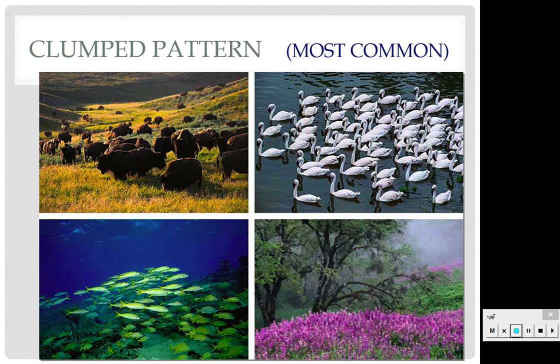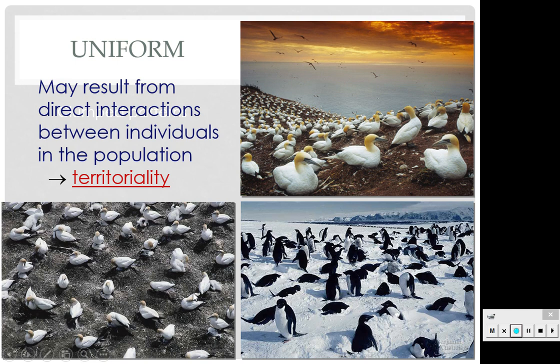For example, a wolf pack is more likely than a single wolf to bring down a large prey. Uniform dispersion may result from direct interactions between individuals in the population, such as territoriality. Okay, a uniform or evenly spaced pattern of dispersion may result. For example, some plants secrete chemicals that inhibit the germination and growth of nearby individuals that could compete for resources.